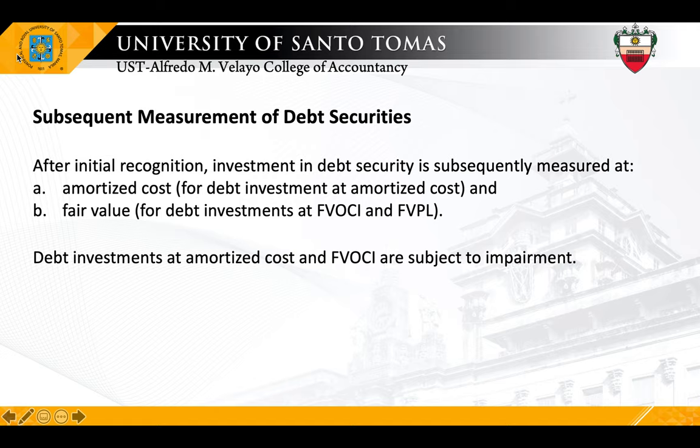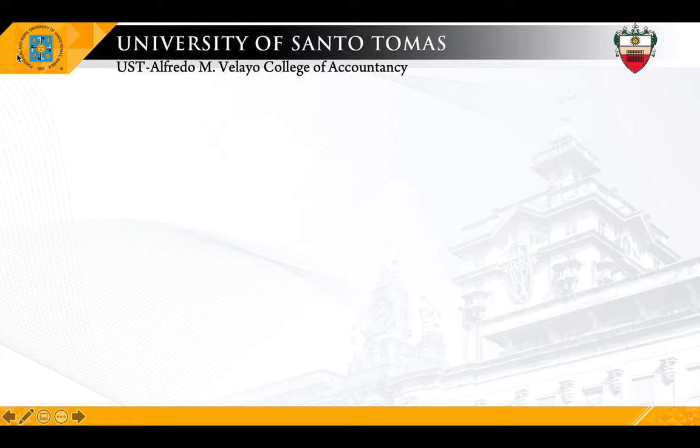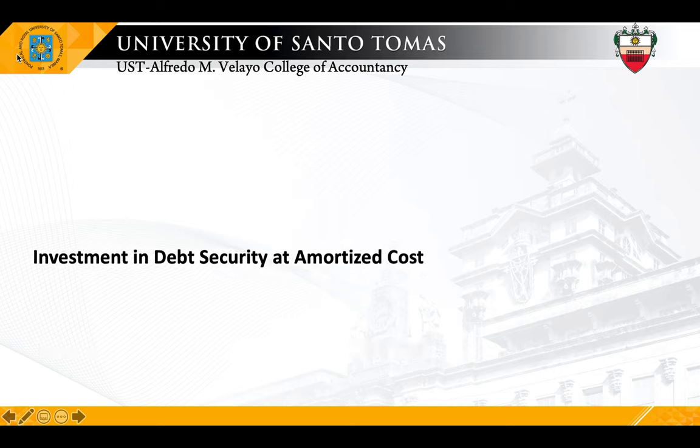The reason is that, di ba, the impairment loss is reported in profit or loss? Yung investment at fair value through profit or loss kasi, all changes in fair value, fluctuation in fair value, and interest rates are already taken up in profit or loss. So, hindi na siya nag-take up ng impairment loss. Okay, so now that we're through with the initial and subsequent measurement of the securities, let's now discuss some transactions affecting the investment account. So, first, let's discuss investment in the security at amortized cost.